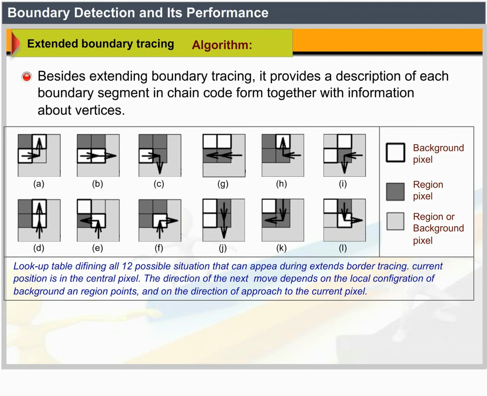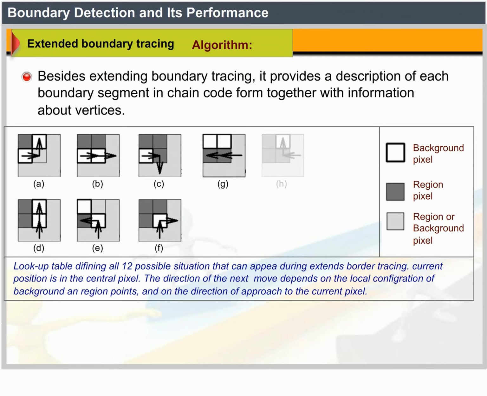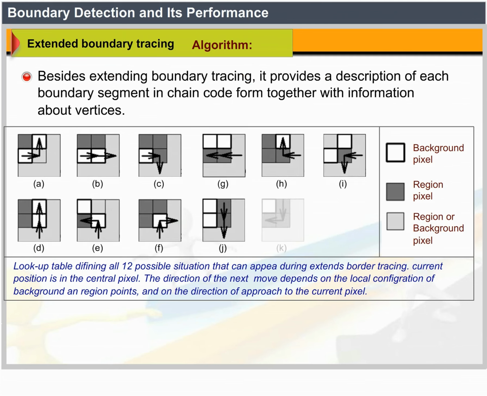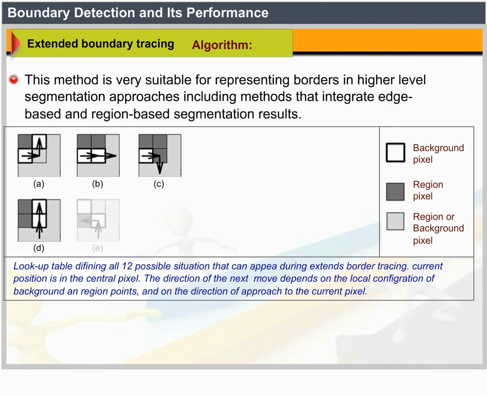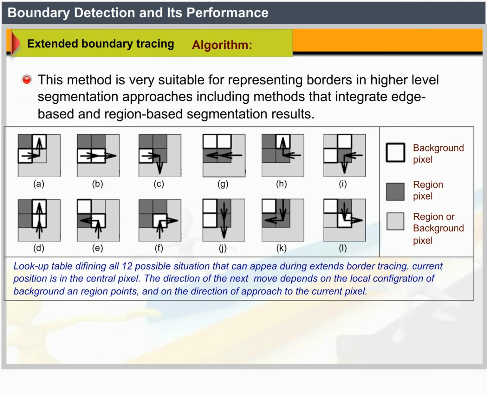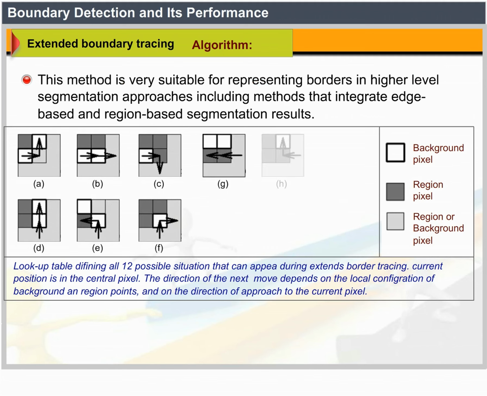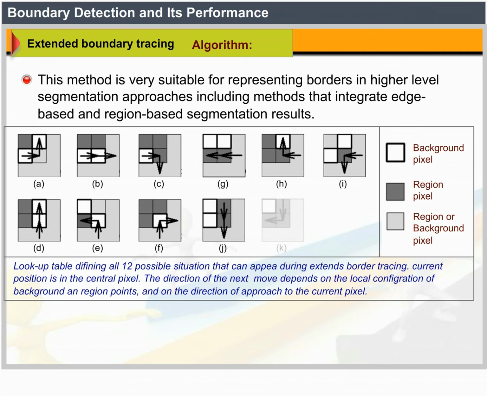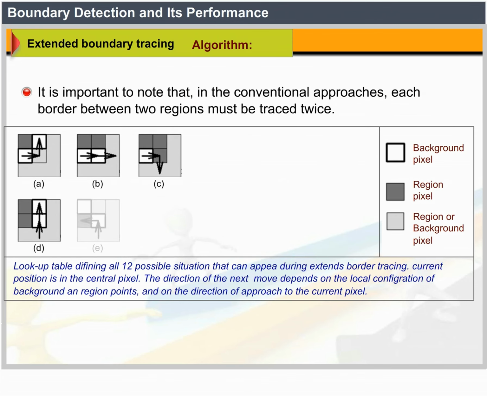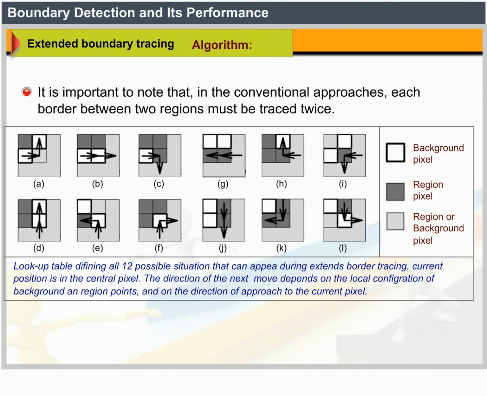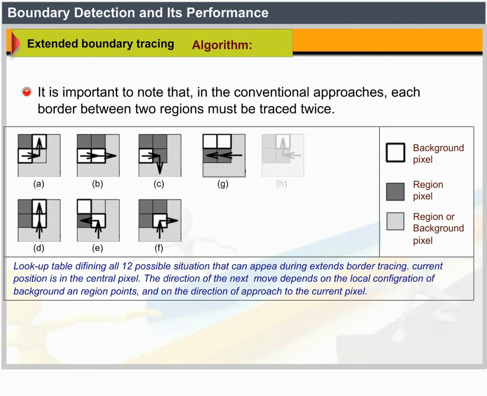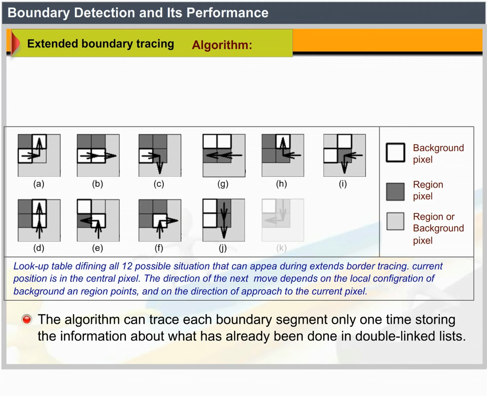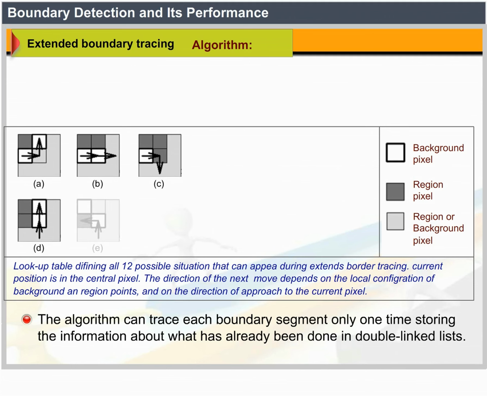In addition to extended boundary tracing, it provides a description of each boundary segment in chain code form together with information about vertices. This method is very suitable for representing borders in higher-level segmentation approaches, including methods that integrate edge-based and region-based segmentation results. Moreover, in the conventional approaches, each border between two regions must be traced twice. The algorithm can trace each boundary segment only once, storing the information about what has already been done in double-linked lists.